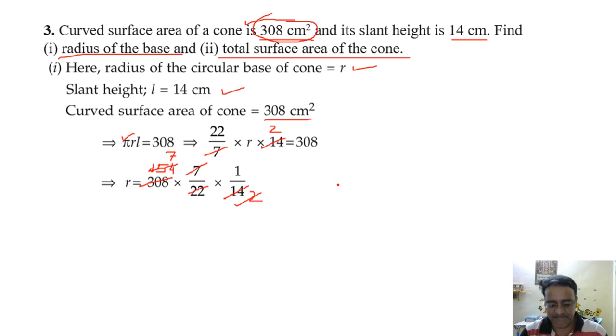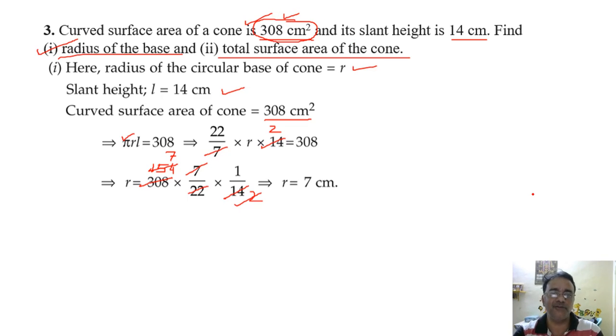Did you understand the calculation? Yes, sir. So R is equal to 7 centimeter. So first bit over. Now we need to find total surface area. So what is total surface area? Curved surface area plus area of base. So already curved surface area is with us, that is 308 centimeters square.